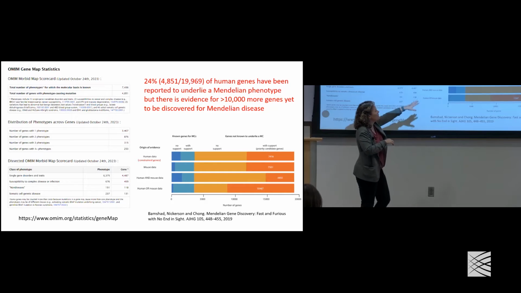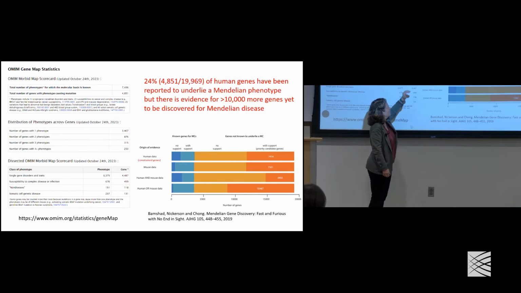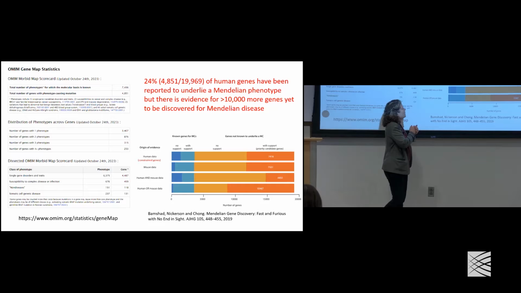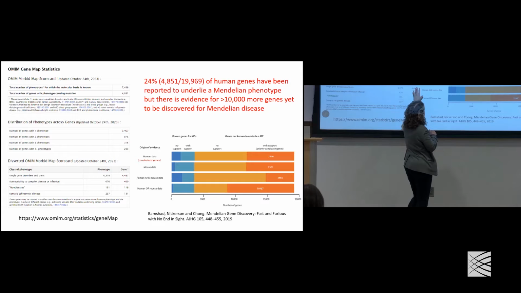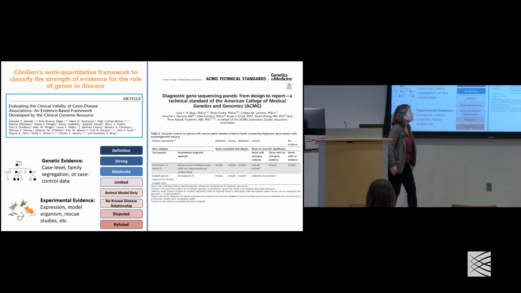But there is evidence for over 10,000 more genes being involved in disease. And that comes from a nice paper that combined human data from the gnomAD database, looking at gene constraint, so genes that seem intolerant to loss of function variation, as well as mouse models that show a phenotype, and lots of mouse phenotypes recapitulate human phenotypes. So combining that data suggests there's anywhere between 5,000 to 10,000 more genes to be implicated in Mendelian disease. So we still have a lot of work to do.